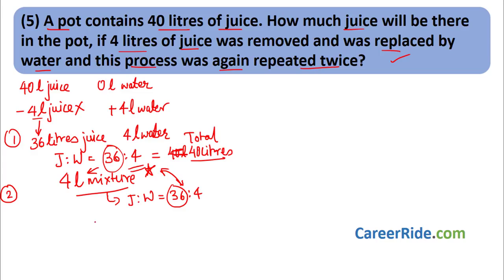Let us see how to find out the share of juice. What is the ratio of juice? 36 divided by 36 plus 4, multiplied by the total amount of mixture that was removed, that is nothing but 4 liters.